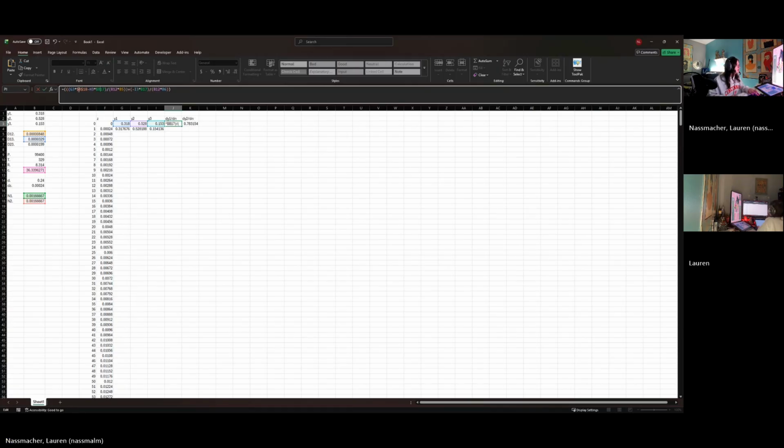H3, that should stay there. B12. B12 is going to be our concentration. It should stay the same, multiplied by our diffusion coefficient. That should also stay the same.